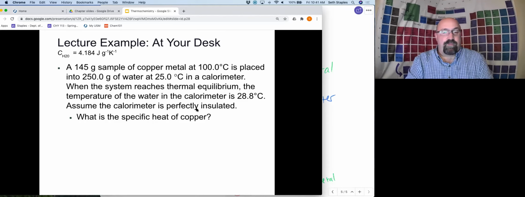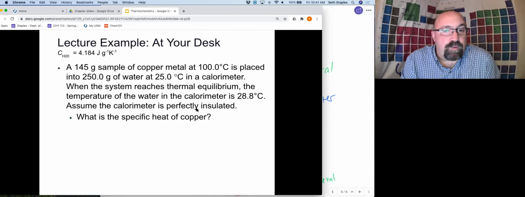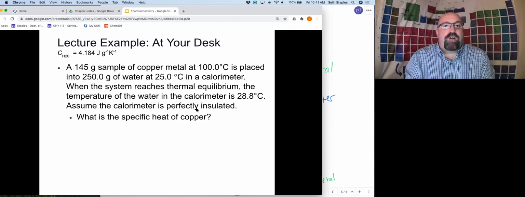And so here we've got this system going on. And when the system reaches thermal equilibrium, now the temperature of the water is 28.8 degrees C. So again, remember what thermal equilibrium means. This means that the water is now at 28.8 degrees C. It also means that the metal is at 28.8 degrees C. From this, we want to calculate the specific heat of copper. And so let's take a look at what that calculation is actually going to look like.